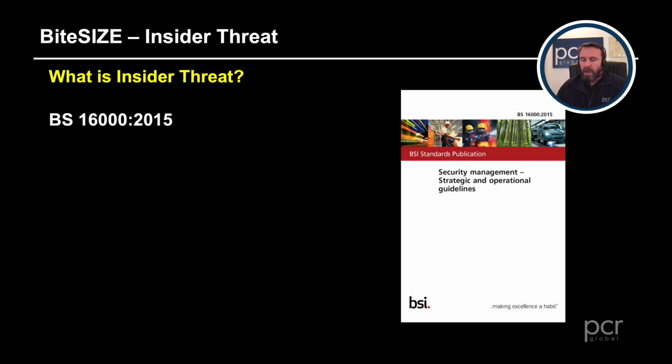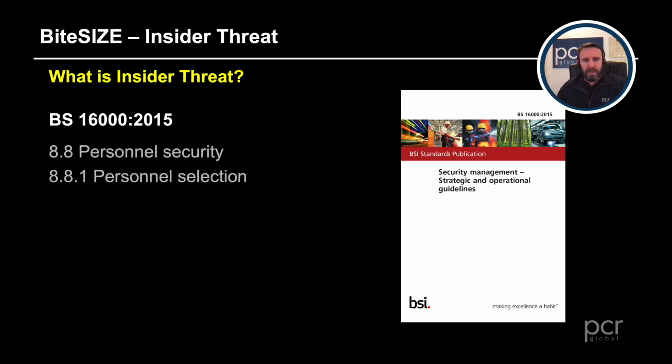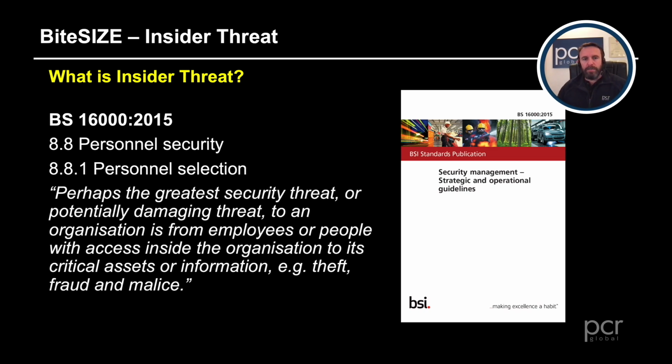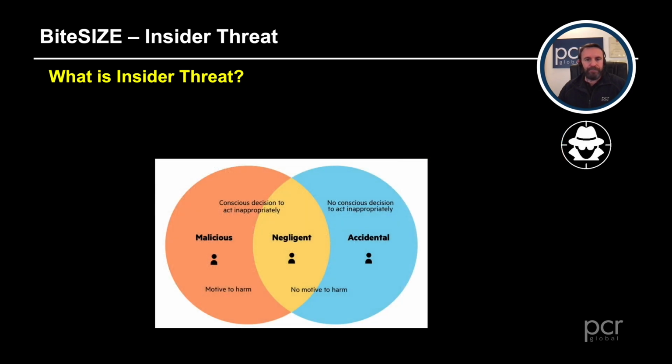And also, according to British Standard 16,000/2015, which is the Security Management Standard, in clause 8.8, it reminds us that perhaps the greatest security threat or potentially damaging threat to an organisation is from employees or people with access inside the organisation to its critical assets or information. Example, theft, fraud and malice. So again, those two at the minute, there is very much an intent there.